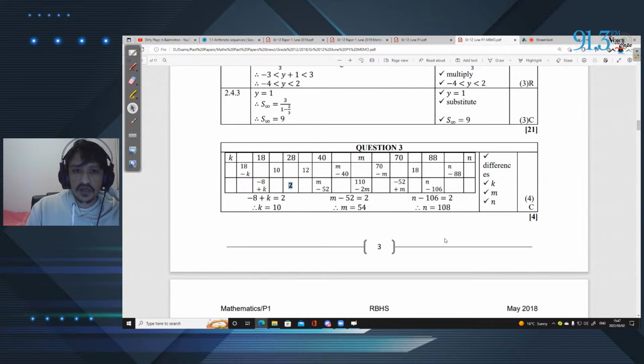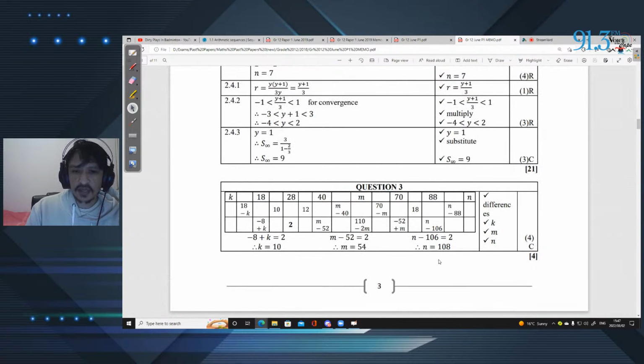And very easily, we can then solve using some simple algebraic manipulation, knowing that the second difference is supposed to be 2, and state that minus 8 plus k equals 2. We move the 8 over and we find that k equals 10. Here they said m minus 52 equals 2. Therefore, m equals 54. We just move that over. And for n, we do the exact same thing. Set the second difference equal to 2. And therefore, n will equal 108. And it's really, really as easy as that.